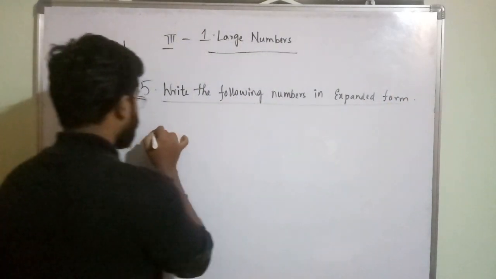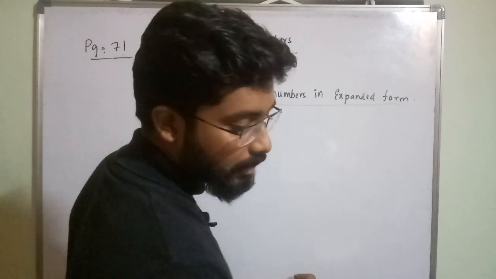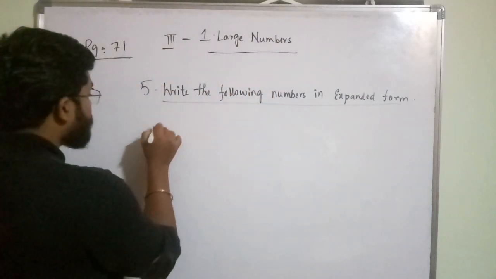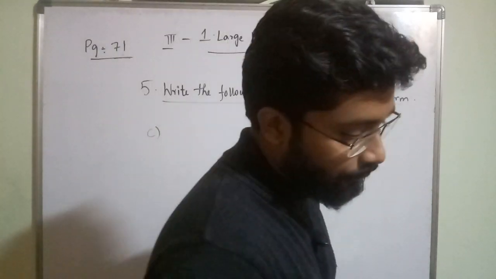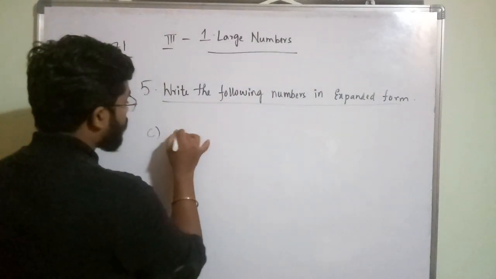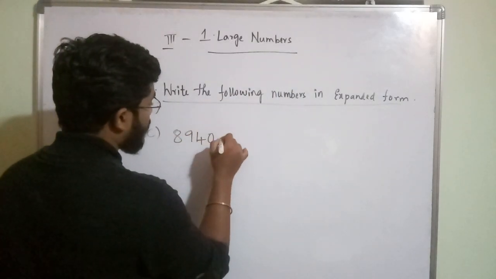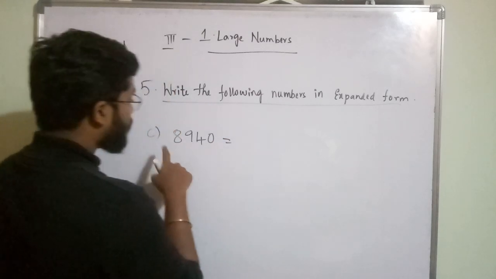Okay, so we have completed up to B. So let's see from C in this class. Okay, 8940. So you have to expand this one.